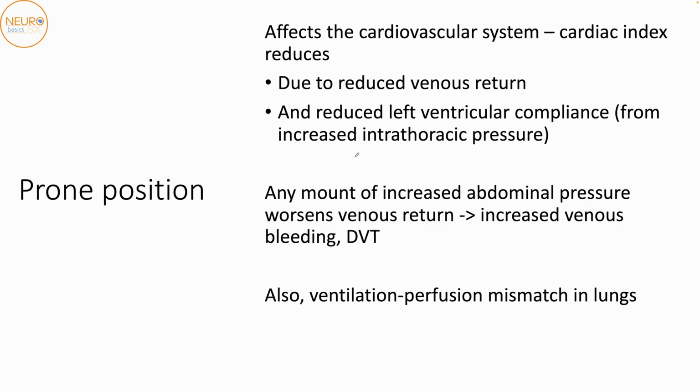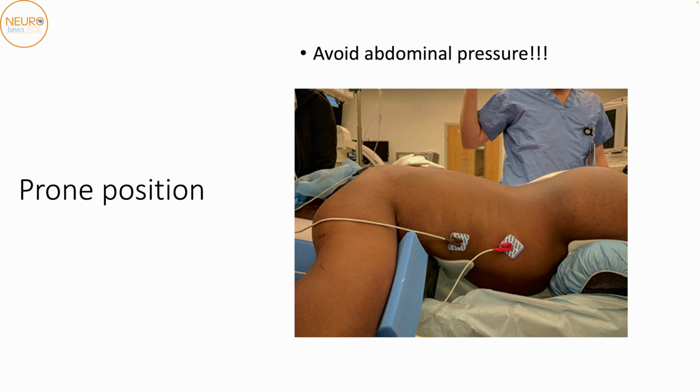So if there's any increase in abdominal pressure in prone positions, it will further worsen venous return and increase the risk of venous bleeding when you're operating, but also increase the risk of DVT. Apart from that, because the lungs are not expanding that well, there's also going to be some ventilation perfusion mismatch even in the prone position. A very important thing when it comes to prone positioning is to absolutely avoid pressure on the abdomen. So these pillows or rests have been placed on the torso and on the pelvis, but we have to make sure that there's no pressure on the abdomen.